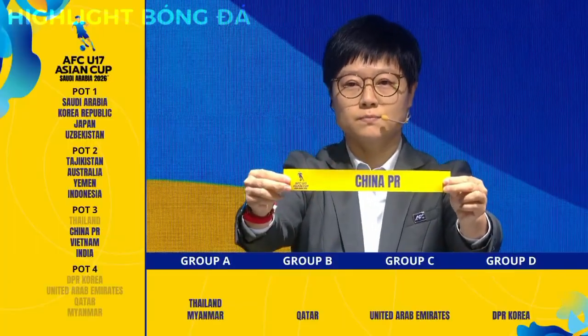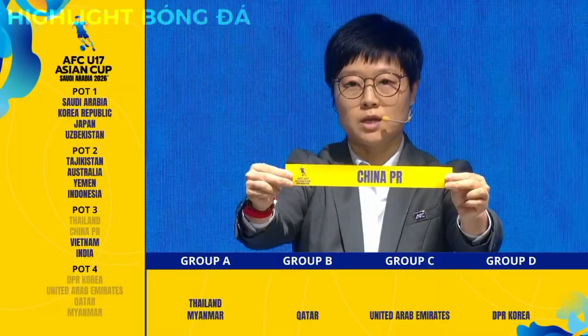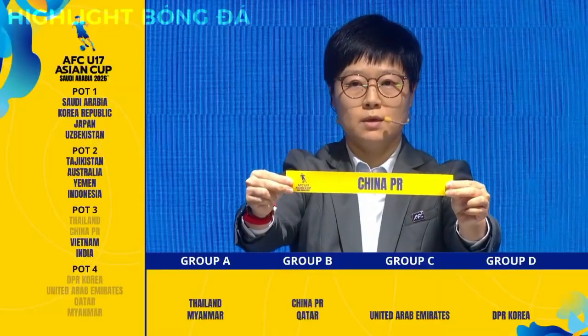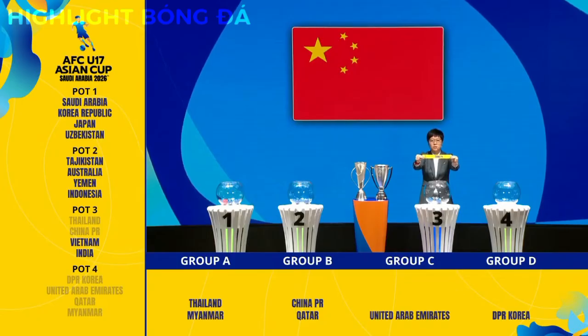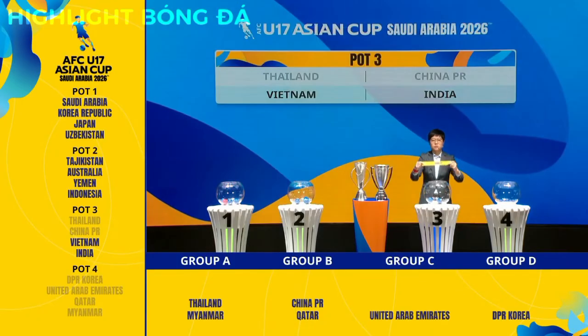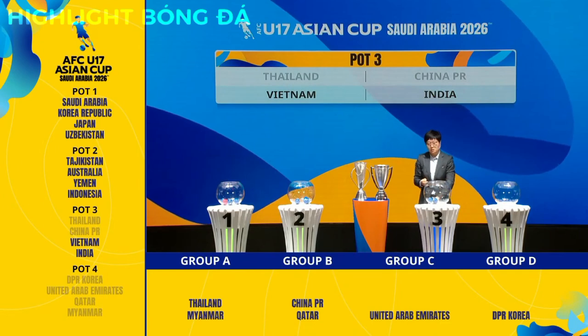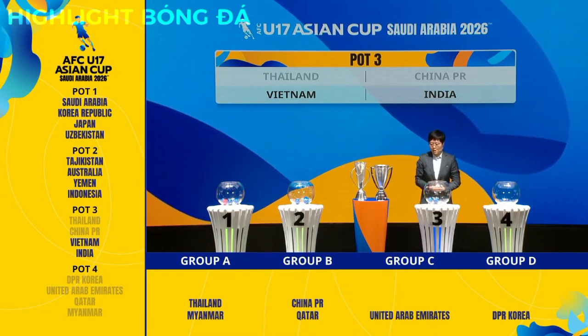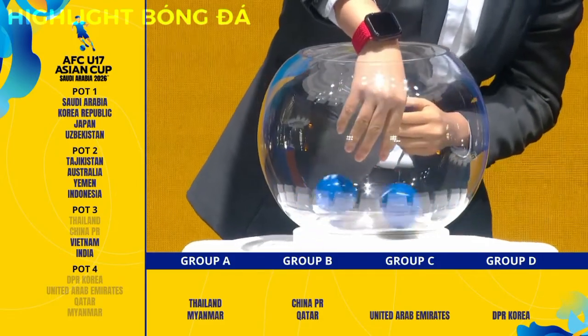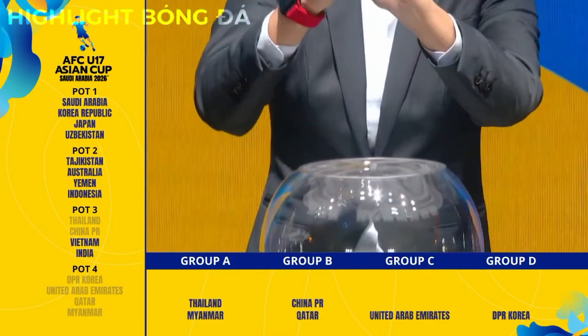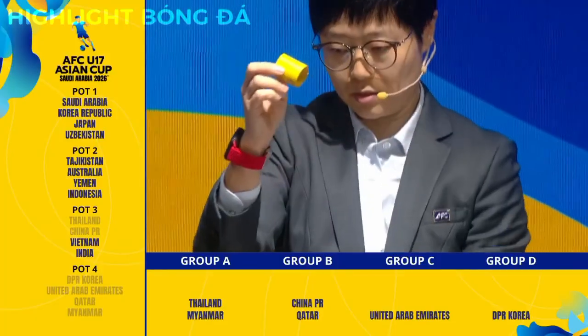China PR will be joining Qatar in Group B, and this is the 3rd qualification in a row for China PR. They have won the champion in this competition 2 times, back in 1992 and 2004. Now we have the next team. That for C3.